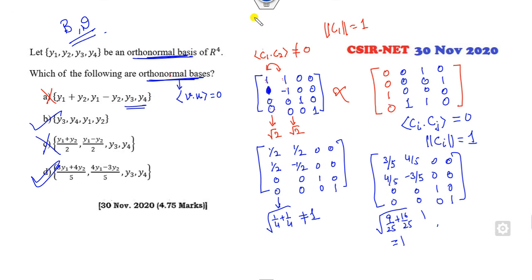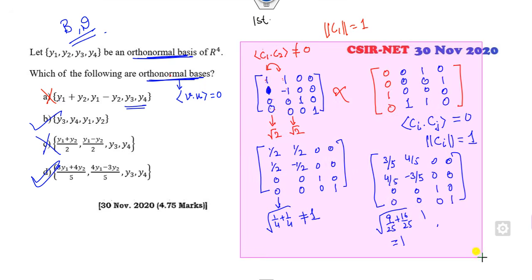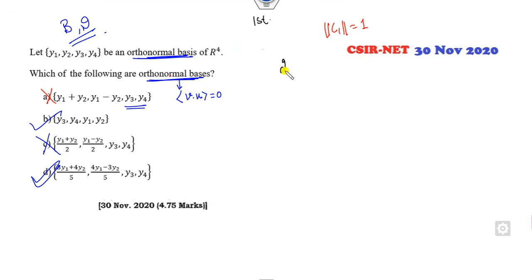This is the first method. There is one more method: you can solve this without constructing the matrix. How can you solve that? Look at the first value: y1 plus y2, y1 minus y2, y3, y4.